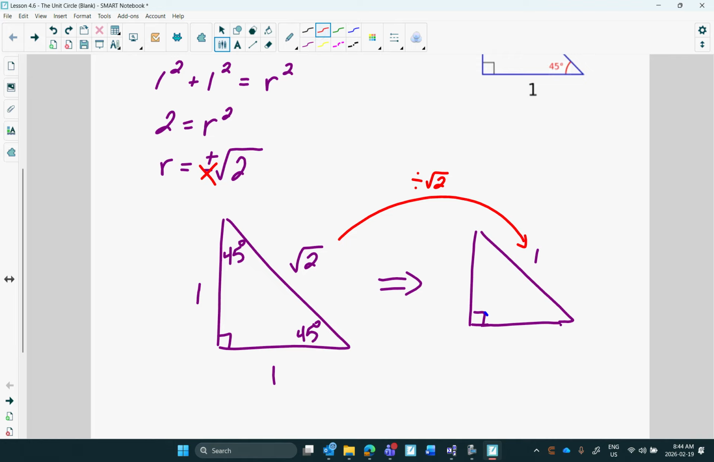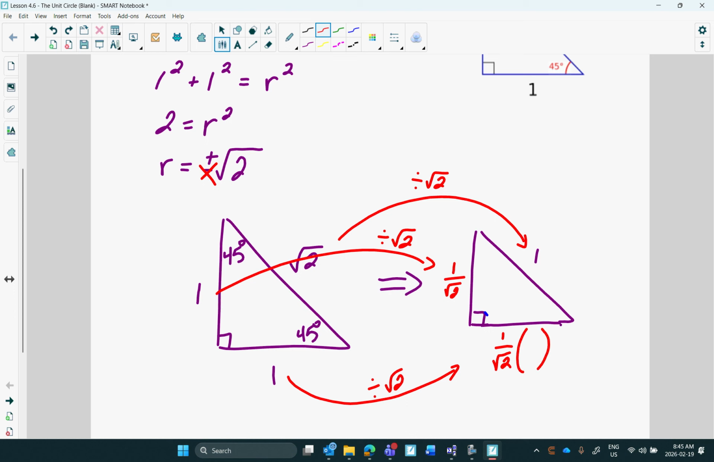So that means I have to divide this by root 2, and I have to divide this by root 2. So I get 1 over root 2 and 1 over root 2. But remember, we didn't want a radical in the denominator, did we? What do I have to multiply to get rid of this radical? What do I have to multiply root 2 by so that the answer is not a radical?